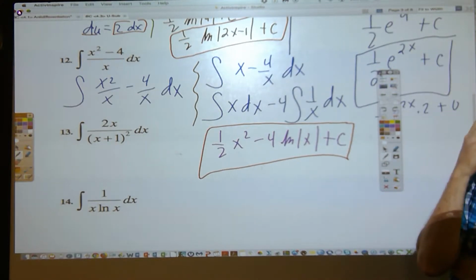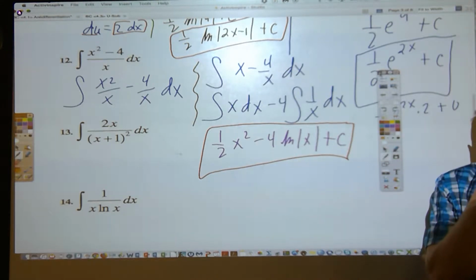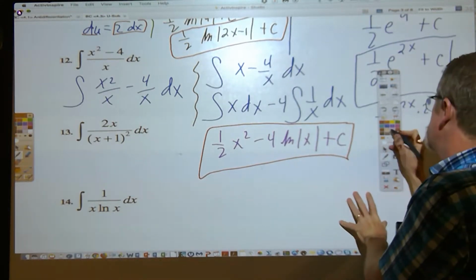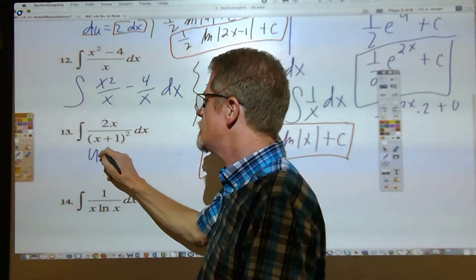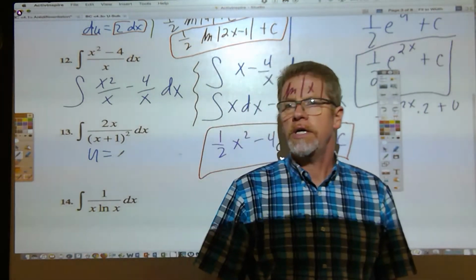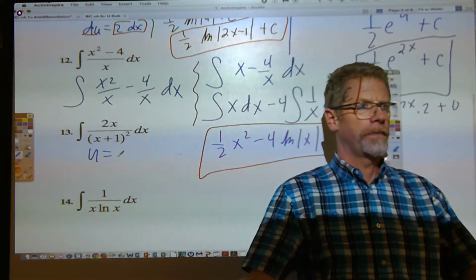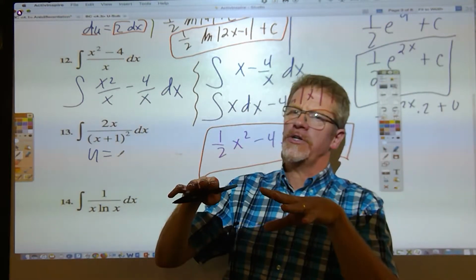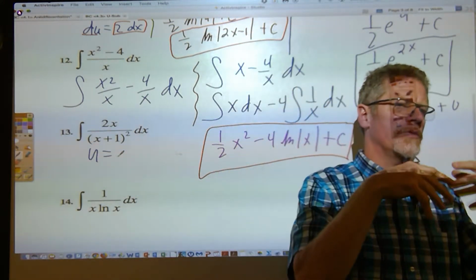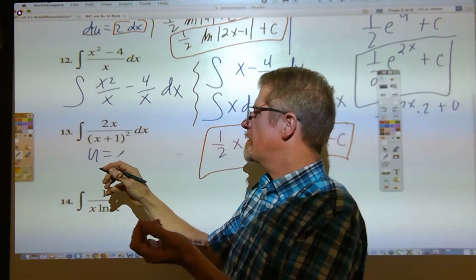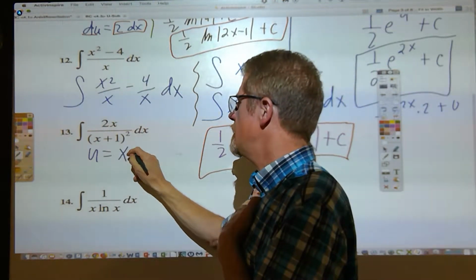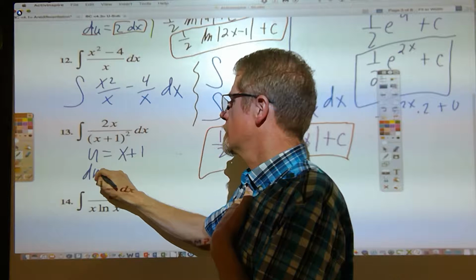You want to do a u substitution on number 13? Do you think that'd be helpful? If you were to do a u substitution on number 13, what would you let u equal? Plus 1. Yeah, just like we don't want to have a binomial under a square root symbol, we don't want to have a binomial squared. We'd rather have a monomial squared. So let's let u equal x plus 1.